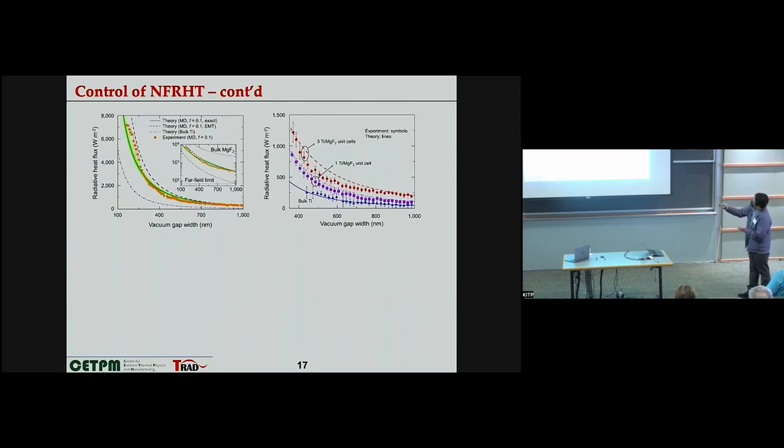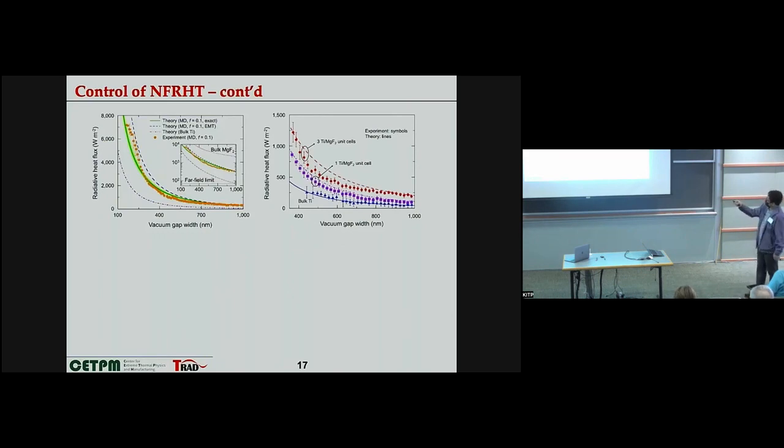As you can see, radiative heat flux versus vacuum gap. And this is a bulk line, the calculated line between two titanium surfaces. And this is what we got for the metallodielectric multi-layers. As you can see, for a similar level of heat transfer rate, we are gaining in vacuum gap distance. At the same gap, we are enhancing the heat transfer.